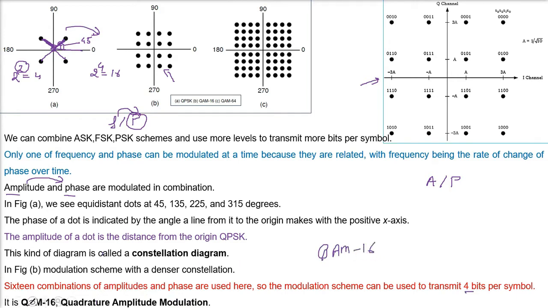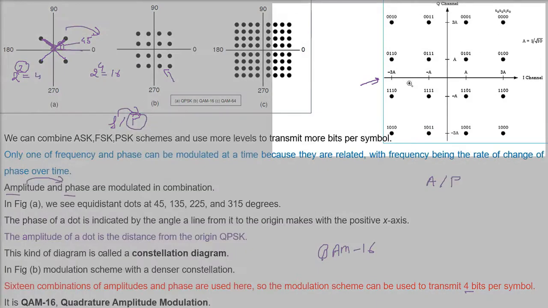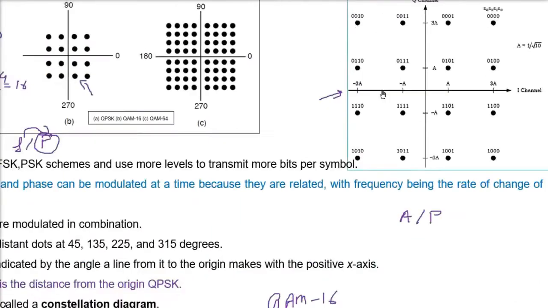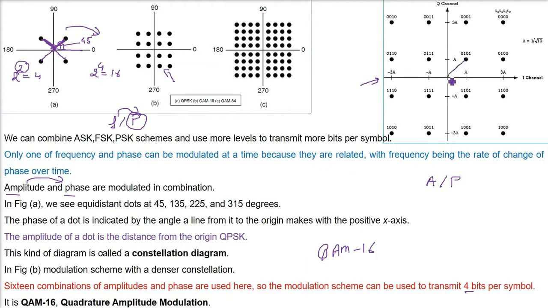How does it work? See here. Now let us say we have A as some distance. A can be 1 by root 10. So when we want to send 0101, what is the angle? 45 degrees. So the phase will be 45. As I said, we are taking the combination of phase and amplitude. What will be the amplitude? The amplitude will be the distance of the 0101 dot from the origin. Let us say it is A. So when we want to send 0101, it will be like this.